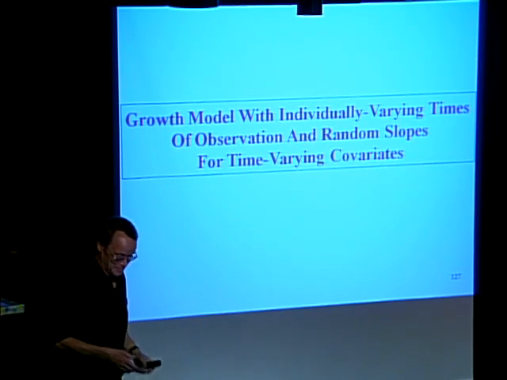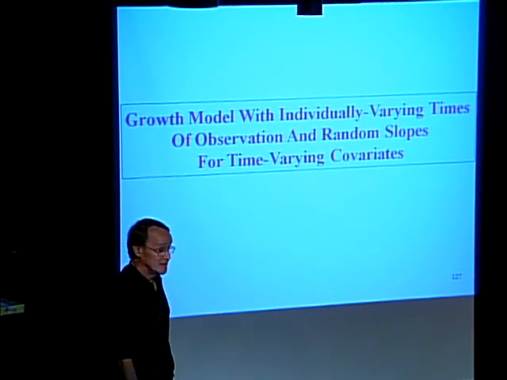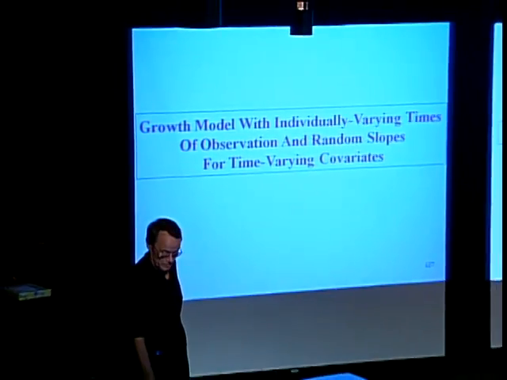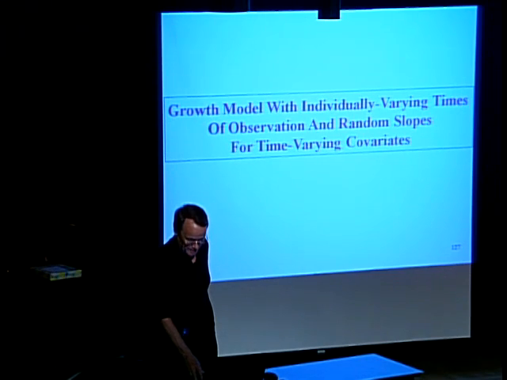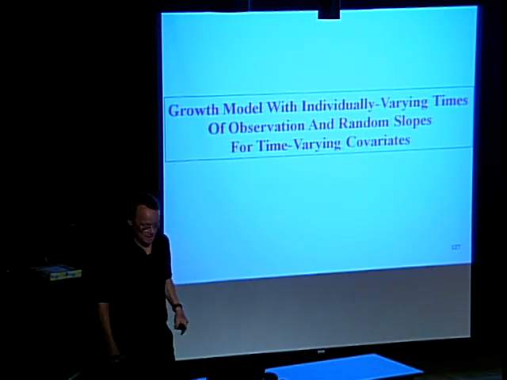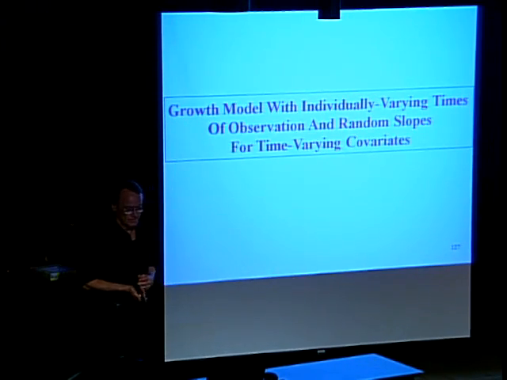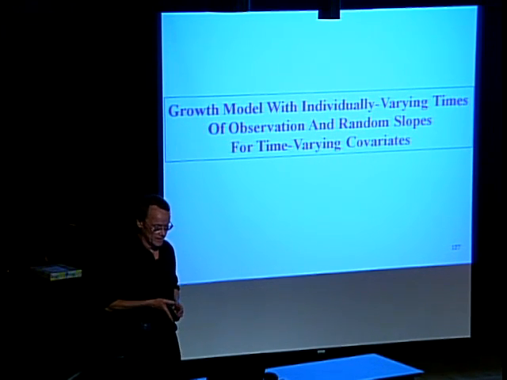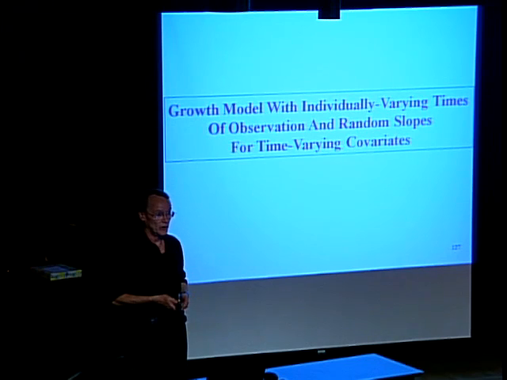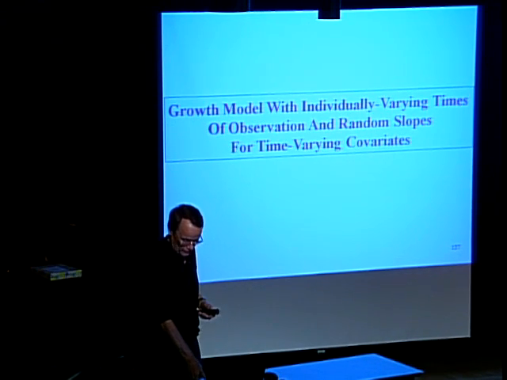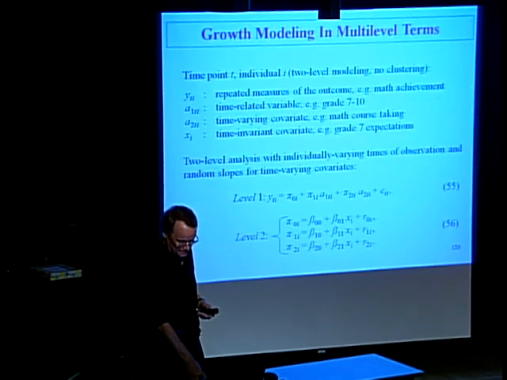Well, we'll try to spice it up a little bit with, now you're ready for intermediate growth models. So now we're going to cover all kinds of exciting topics. And the first one is individually varying times of observations, and actually packaged together with random slopes for time-varying covariates, which, if you remember, were the two features that set general growth modeling apart from SEM. Things that cannot be done in a mean covariance structure SEM framework.